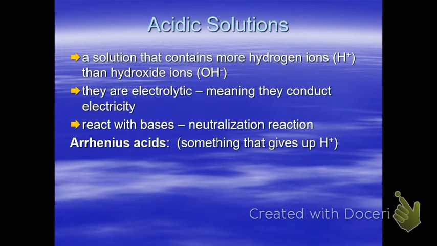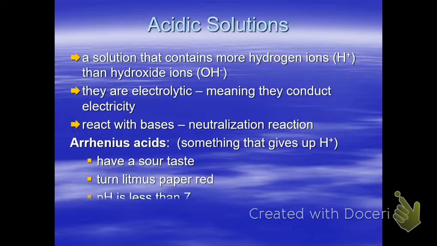For your purposes, any compound that starts with hydrogen is considered an Arrhenius acid, something that can give up hydrogen ions. Acids typically have a sour taste to them. Think of your fruit juices. They are sour. Lemon juice is sour. Acids are typically sour. They turn litmus paper red. You probably remember back from 8th grade, or maybe even in biology, acids have pHs below 7.